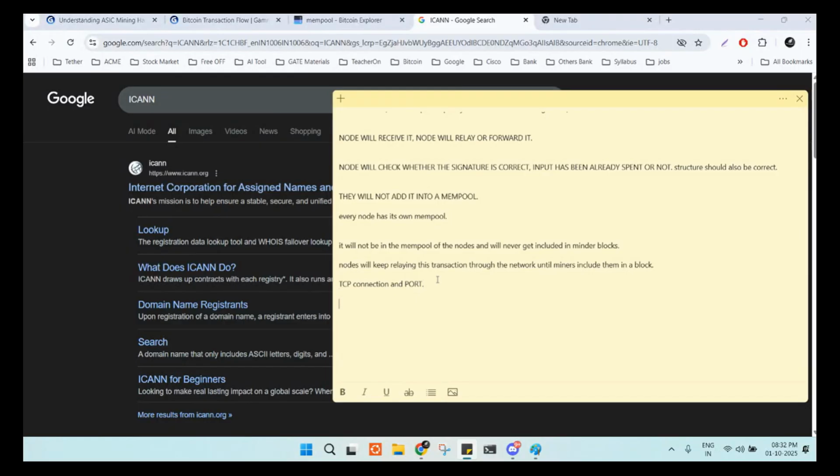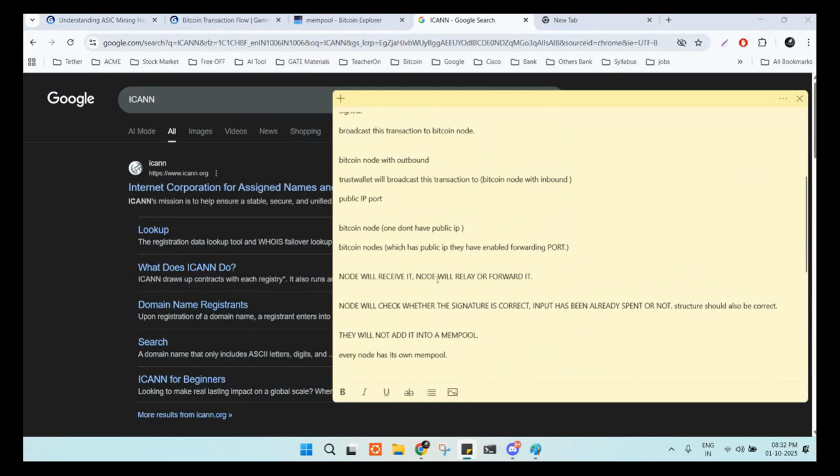Any doubts here so far, or does anyone have any question related to this? Yeah, I have one question. You mentioned that two types of nodes are there, one having a port and one without a port. I just want to know what is the use of the one which doesn't have the port.